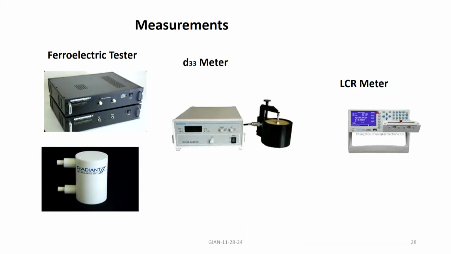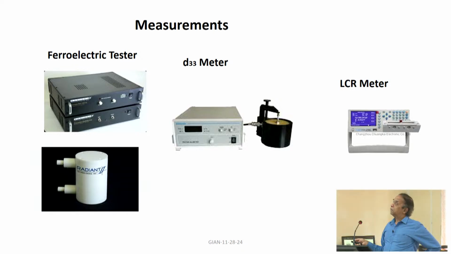So, how do you measure? We have a ferroelectric tester made by a company called Radiant Technologies, and it has a holder, that is what is shown underneath. You can get P versus E, and also you can measure D33 versus E, and so on. The middle one is a quick and dirty way of measuring D33. It is a simple setup.